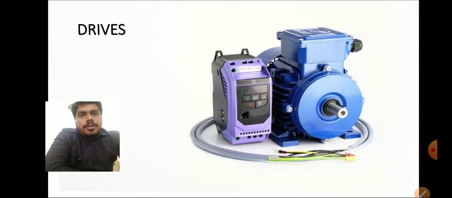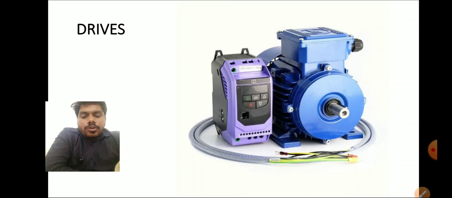Next one is the drives. In an automation system, any motion of a mechanical component is controlled by an electric motor. So drives actually mean motor control, right? In a conveyor belt, motors are connected below the conveyor belt, so they are moving the conveyor belt. With that conveyor belt all the products are moving also.